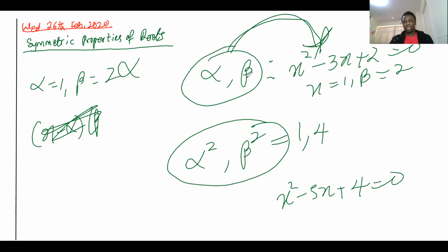Yeah. So that's the second part of it. The first part of it is just to work things out, to evaluate the roots, functions in terms of the roots. The other part is to use those roots to form another equation that is related to those roots. And that will be for Friday.